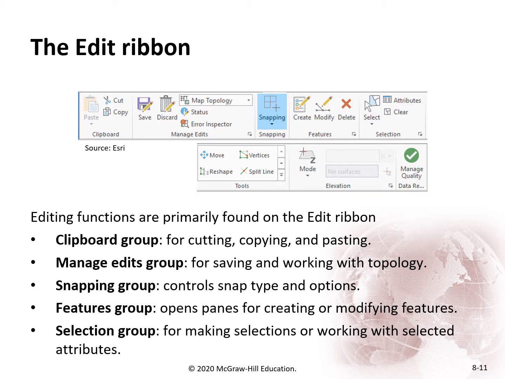The edit ribbon up at the top is basically where all your tools are. It has a bunch of them. They're grouped primarily on the edit ribbon into the clipboard group, manage edits group, snapping group, features group, and the selection group. Each of these has different functions for what they do. You can see them listed here. I'm not going to read through the list for you, you can do that on your own. But pretty much everything that you need is going to be right up there.